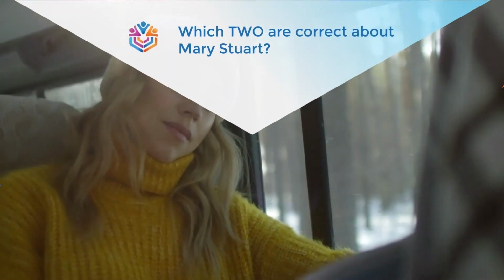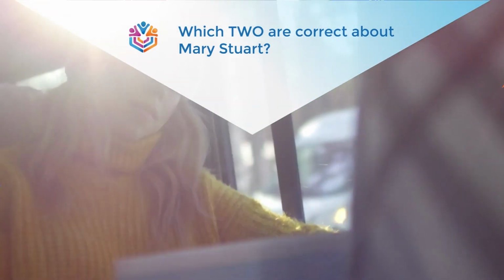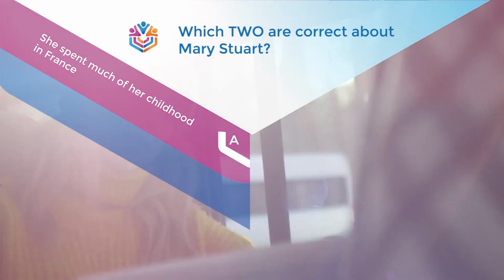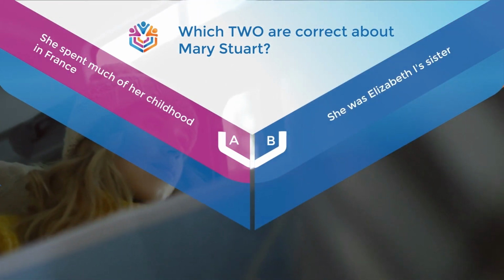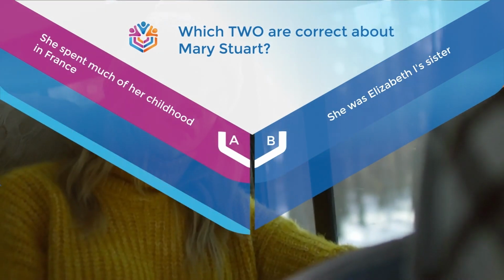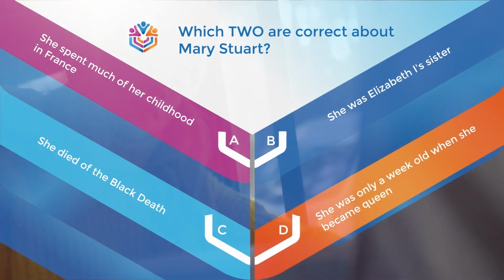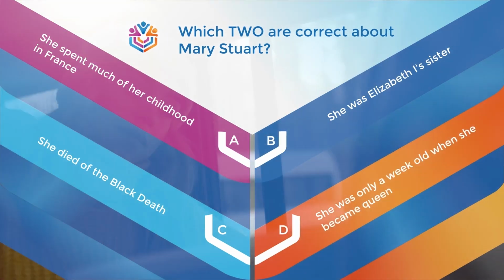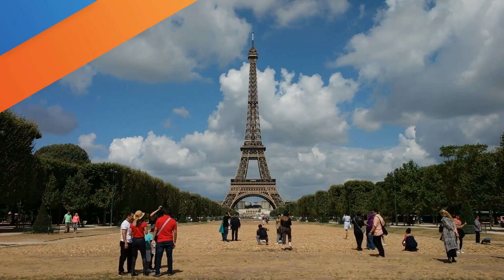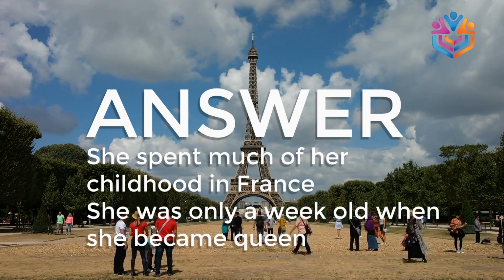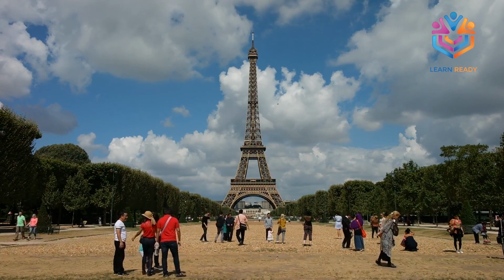6. Which two are correct about Mary Stuart? A. She spent much of her childhood in France. B. She was Elizabeth I's sister. C. She died of the Black Death. D. She was only a week old when she became queen. Answers: she spent much of her childhood in France. She was only a week old when she became queen.